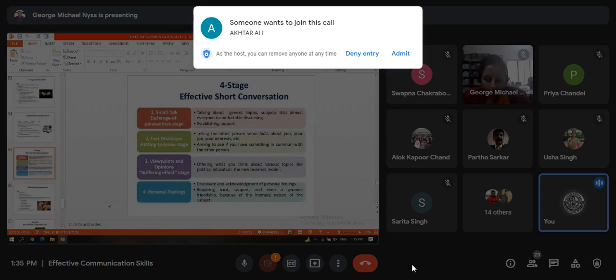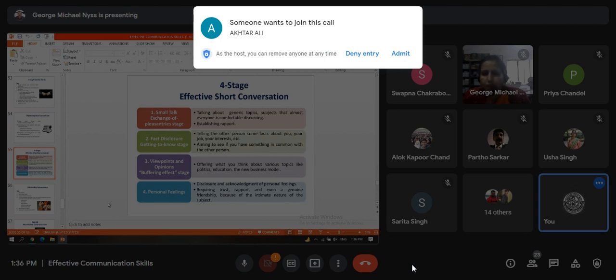In the next part we'll discuss the stages of an effective short conversation. The first is small talk, the exchange of pleasantries stage. You can talk about generic topics that almost everyone is comfortable discussing, and establish rapport.